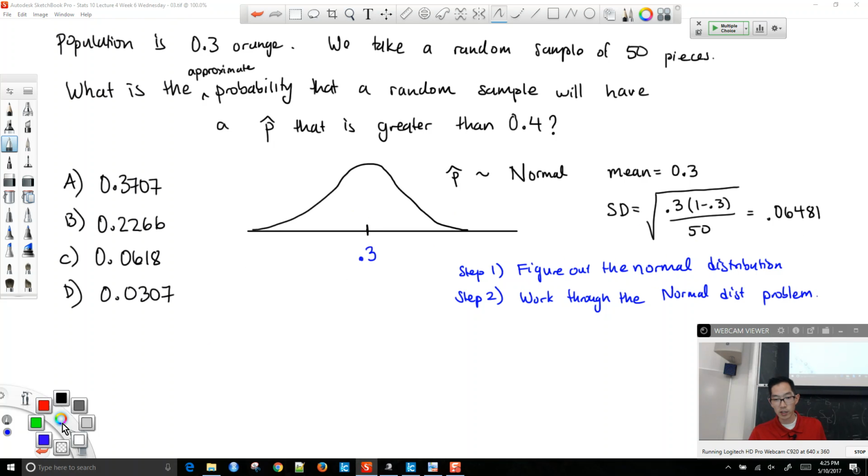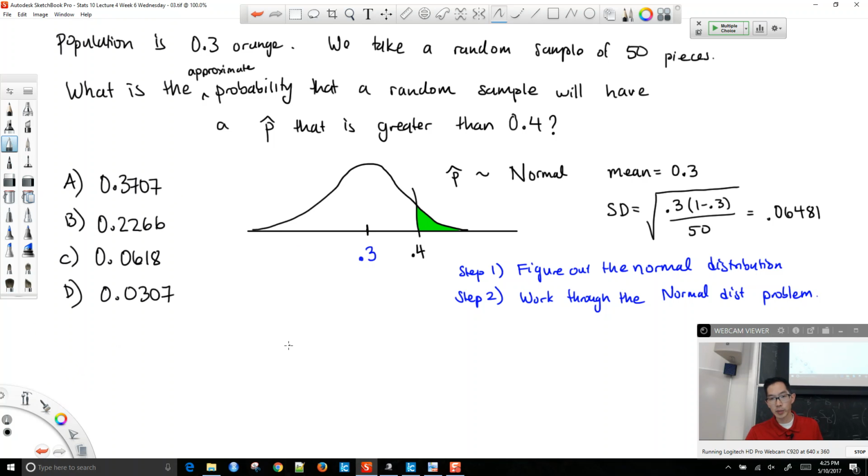got this value 0.3. I'm drawing a cut line at 0.4, right? We want, what's the approximate probability that a random sample will have a p-hat that is greater than 0.4. So I draw a cut at 0.4, and I want to know, okay, what is this probability that we get?